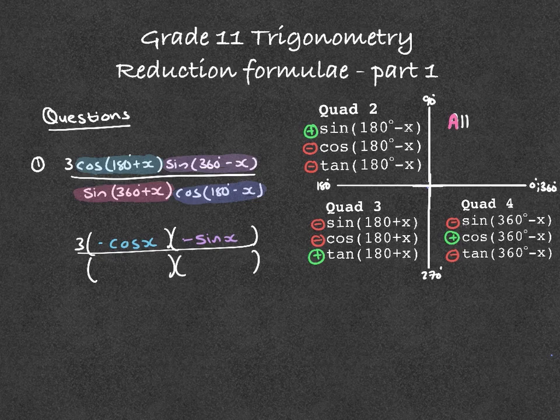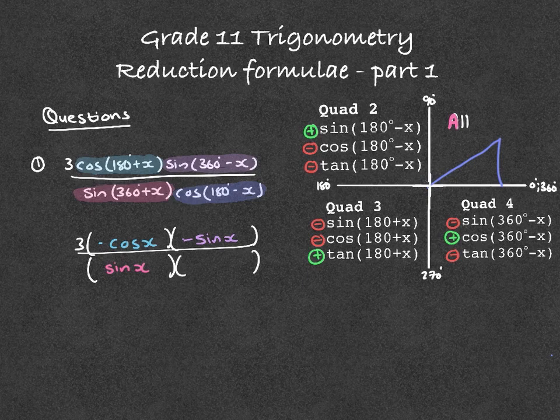Sine 360 plus x. I didn't teach you that, did I? Of course. What is 360? That's the same as 0. That just means there's a triangle in the first quadrant. So 360 plus x is in the first quadrant. Who's positive in the first quadrant? They're all positive. So sine 360 plus x is going to equal, in the first quadrant, sine will have a positive ratio there. So positive sine x.